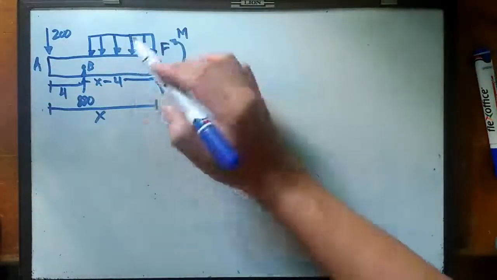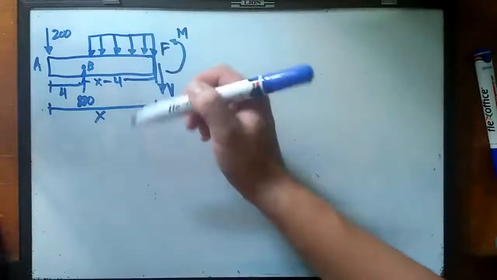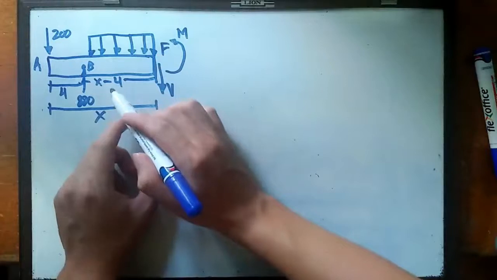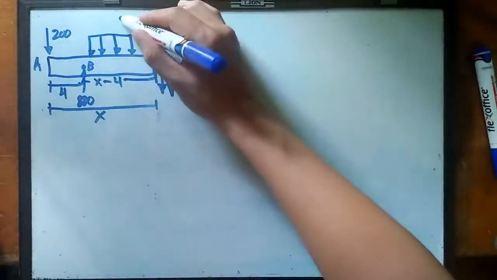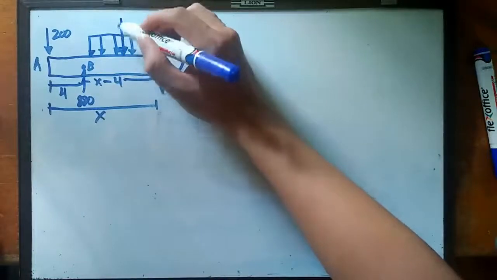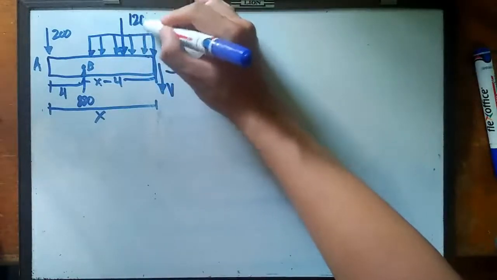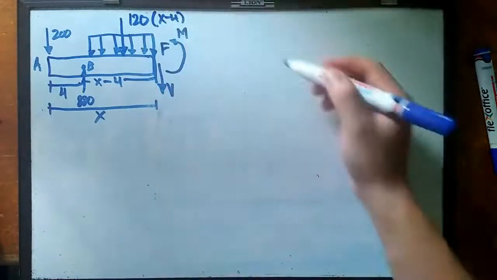In order for us to simplify this uniformly distributed load, we must first get the concentrated load of this one. Because the length of this uniformly distributed load is x minus 4 and the magnitude is 120, the concentrated load acting here at the centroid of this rectangular shaped object should be 120 multiplied by the length, which is x minus 4.